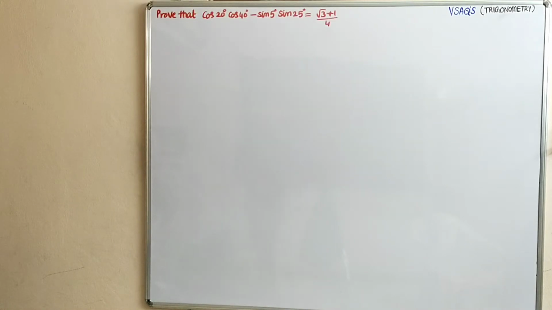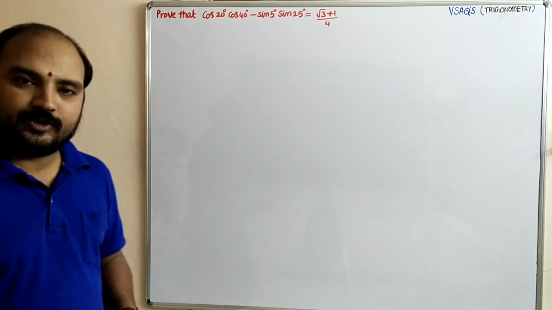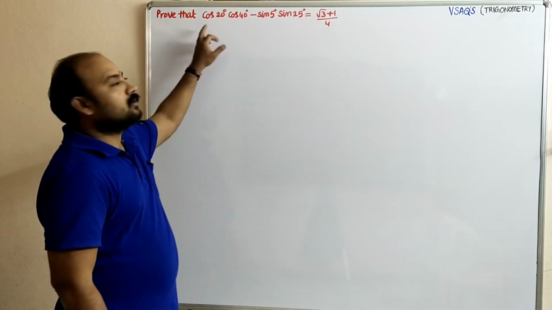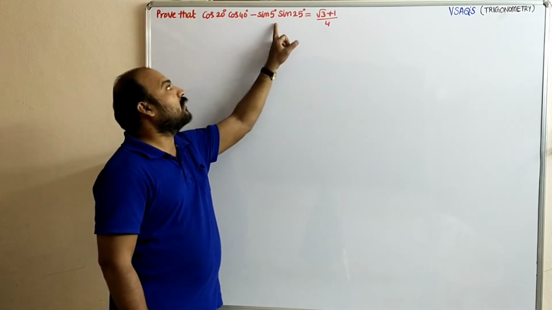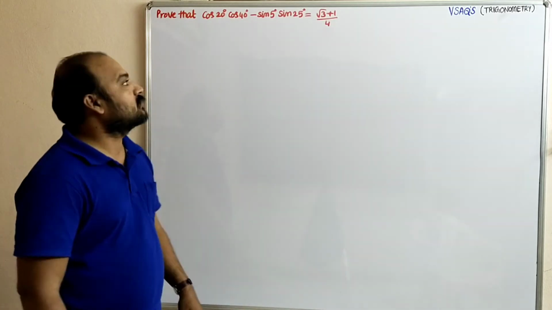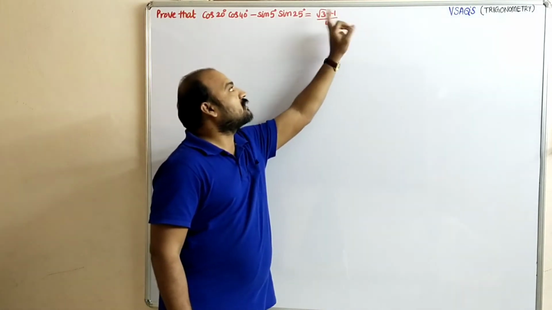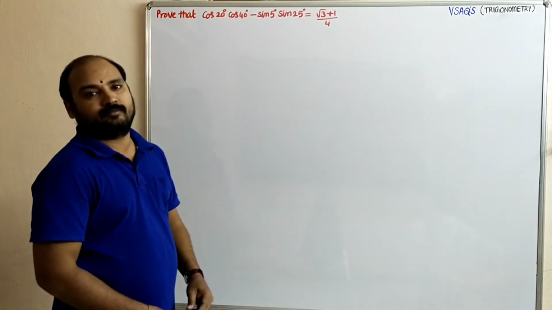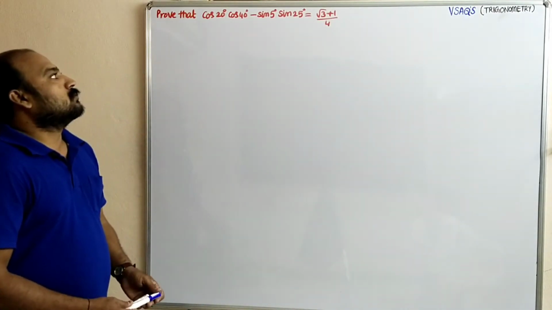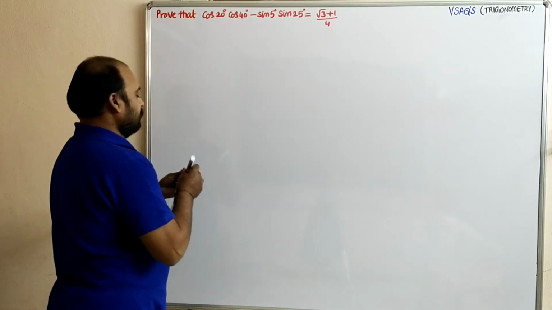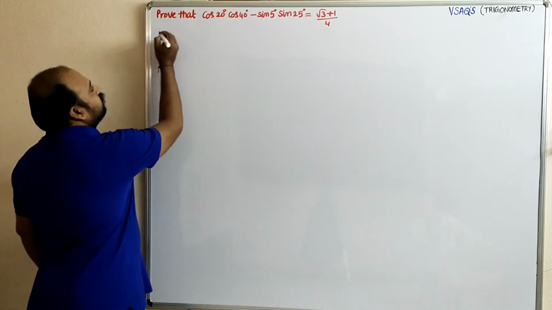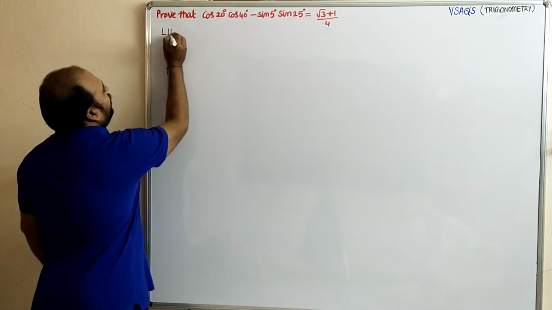The next question. Prove that cos 20 into cos 40 degrees minus sin 5 degrees into sin 25 degrees equal to root 3 plus 1 divided by 4. So first consider LHS.